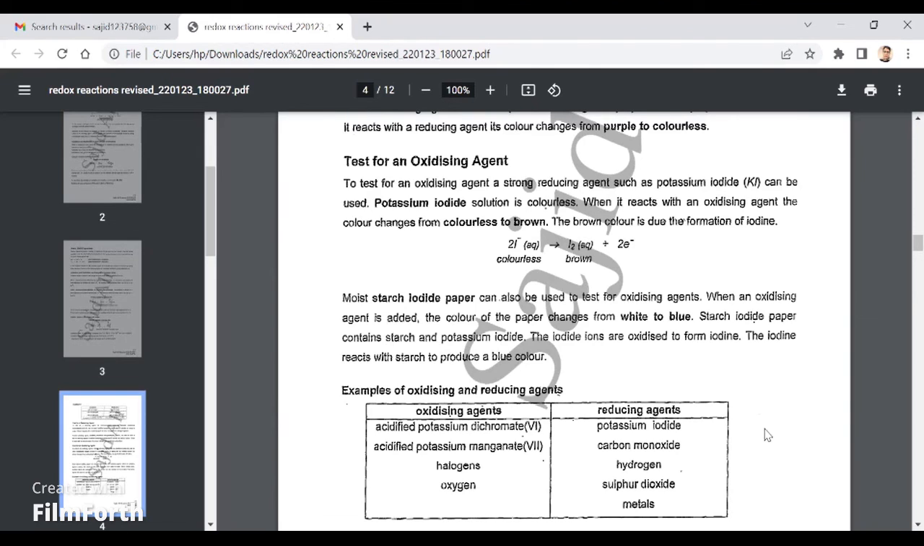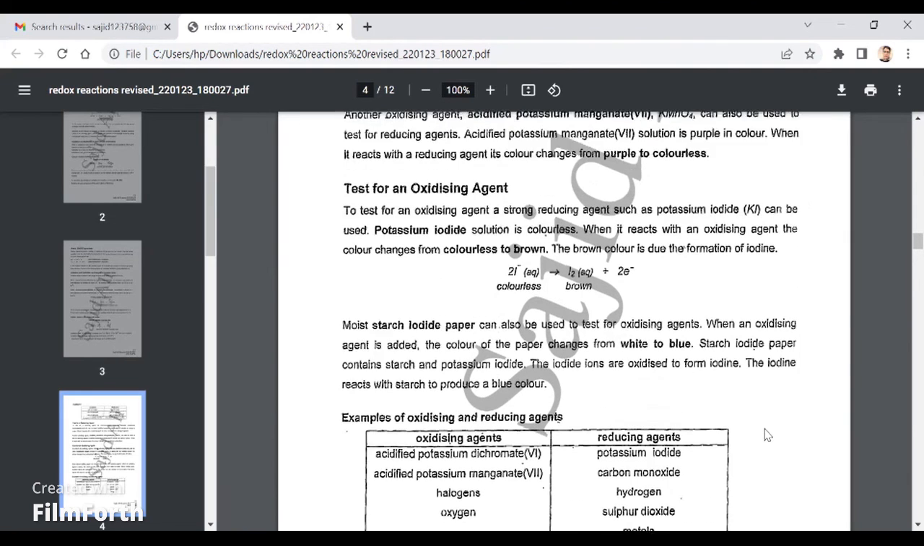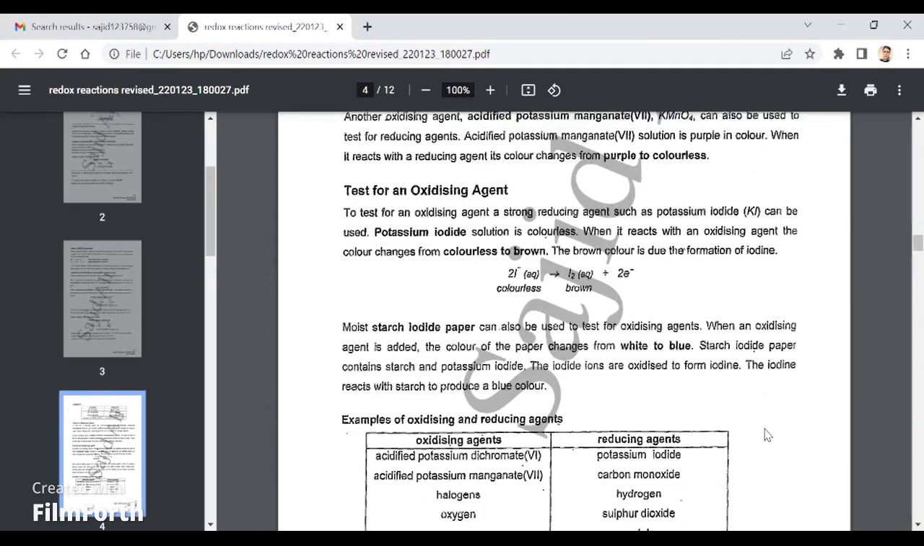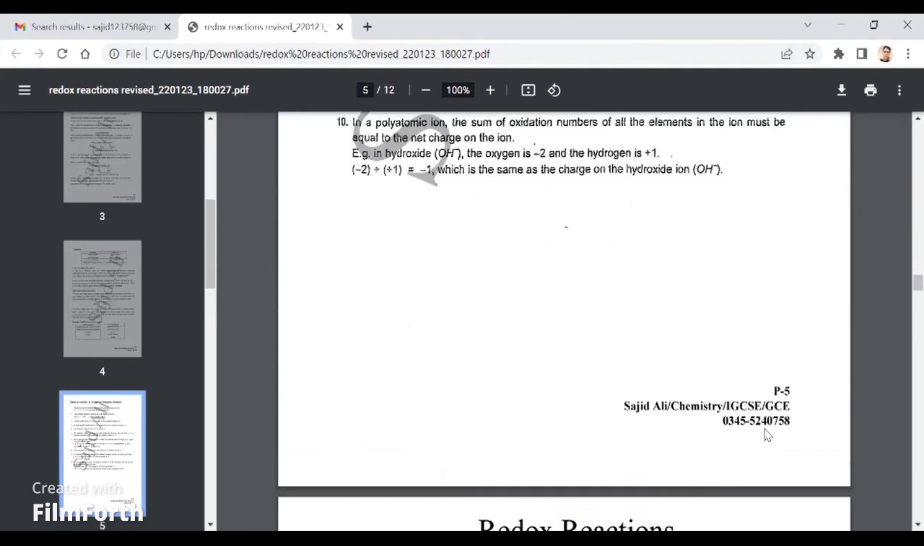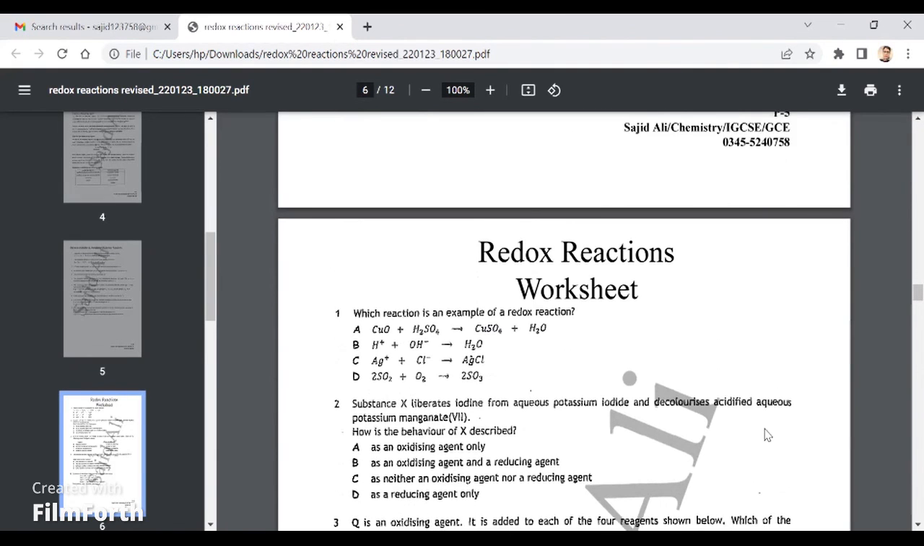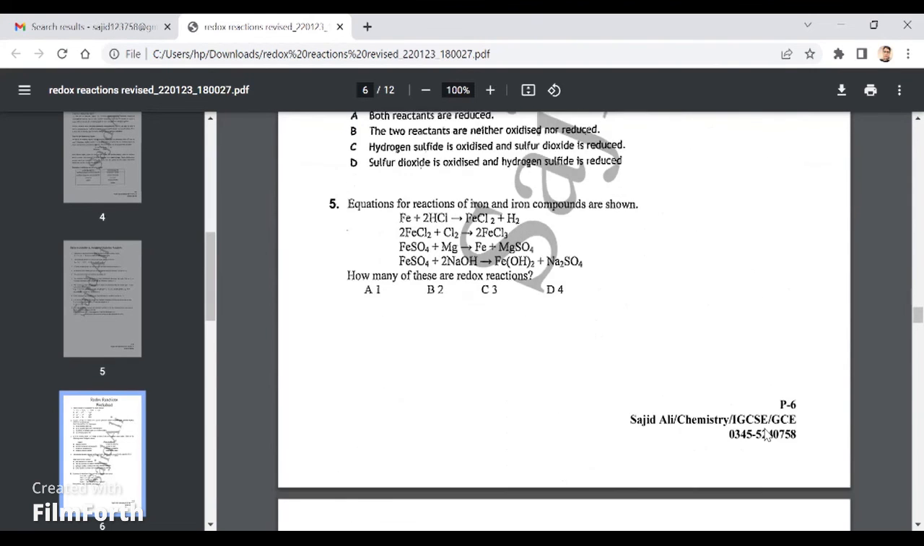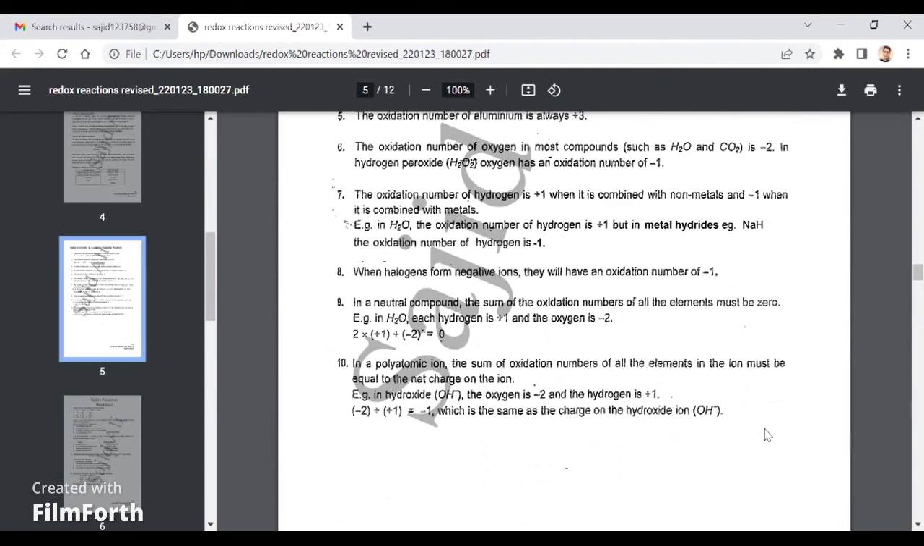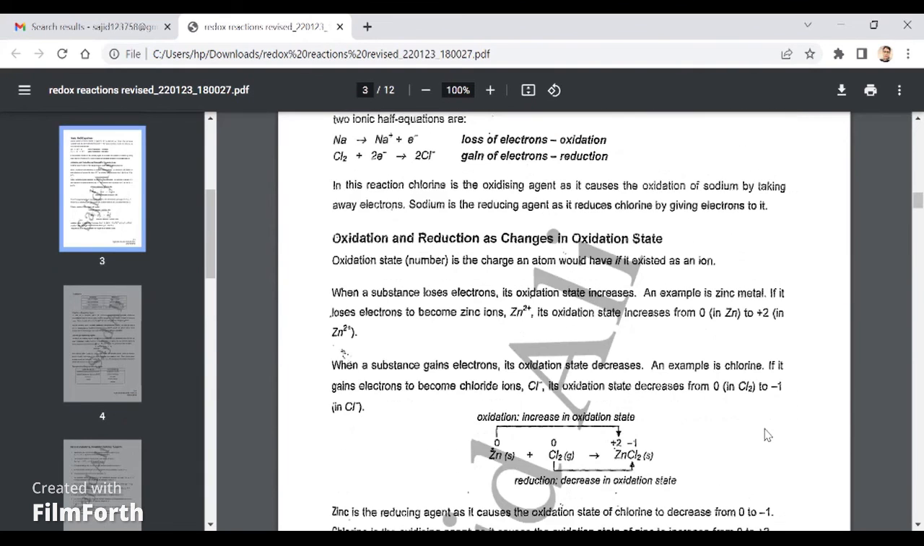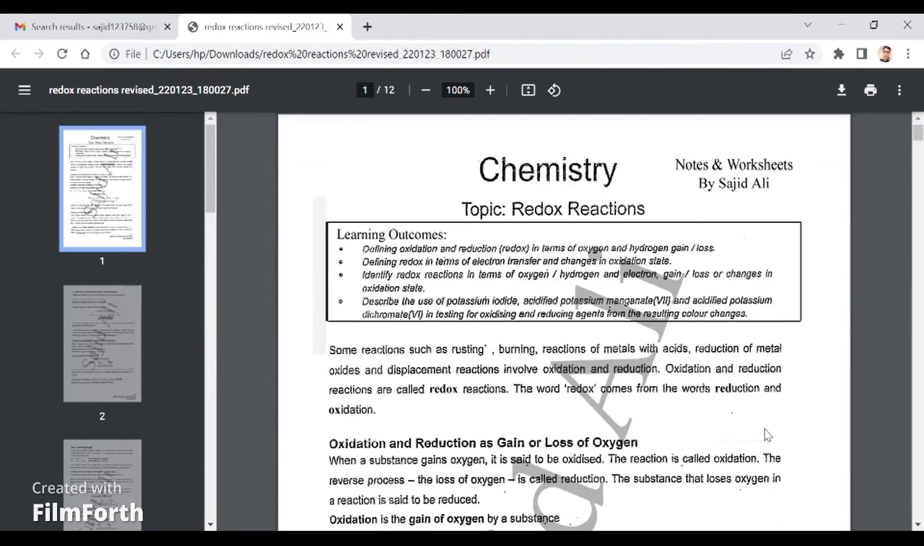Mariam, Abdullah, did you get this or not? I will share these notes with you along with these past paper questions. The redox reaction worksheet I will share with you today, and I hope that you will try to do these questions at home.